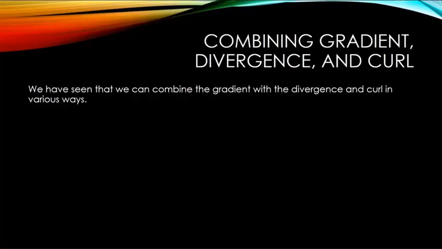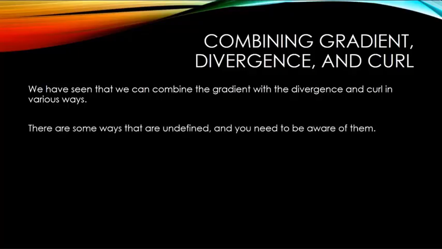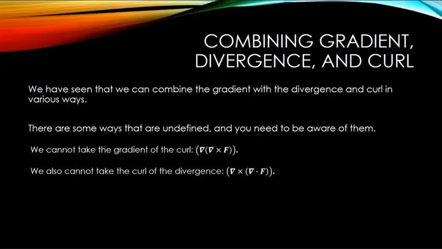We've seen that we can combine the gradient, the divergence, and curl in various ways, but there are some ways that we can't combine them, and we need to make sure that we understand what we can and cannot do. We cannot take the gradient of the curl. This means I cannot apply the del operator to del cross F. I also cannot take the curl of the divergence. This means I cannot take del and cross it with del dot F.